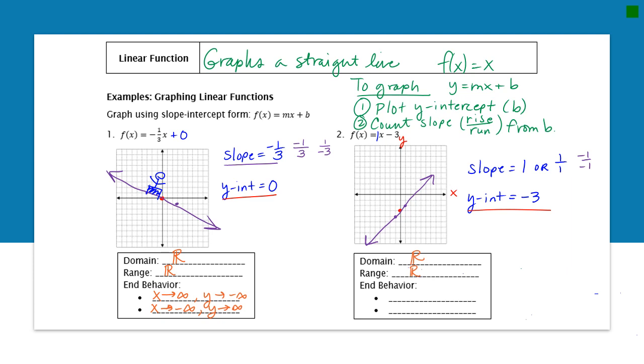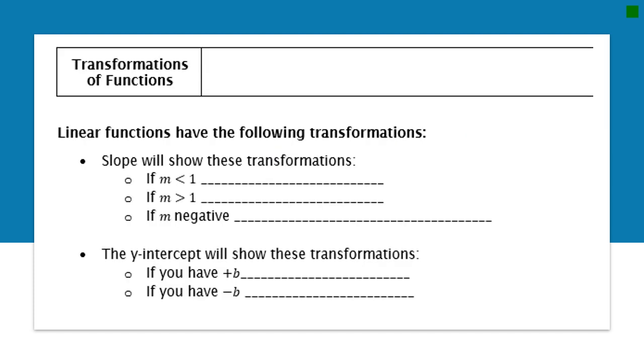The end behavior, as x goes to infinity or to the right, if I put my little roller coaster car here, if I'm going to the right, I'm also going to be going up. So that means as x goes to infinity, y also goes to infinity. If I followed the line to the left, my values would be going down. So that means as x goes to negative infinity, y also goes to negative infinity.